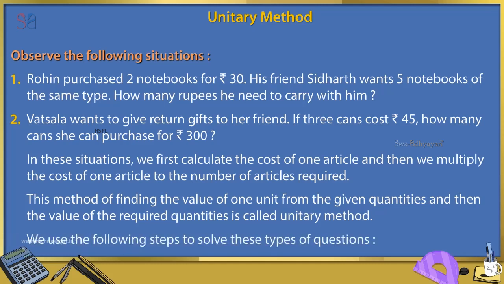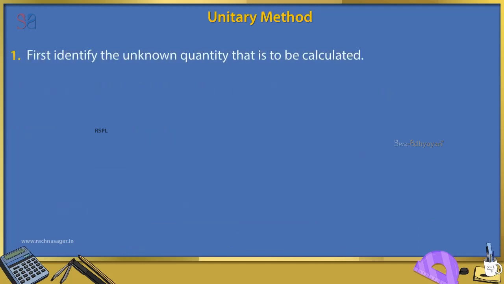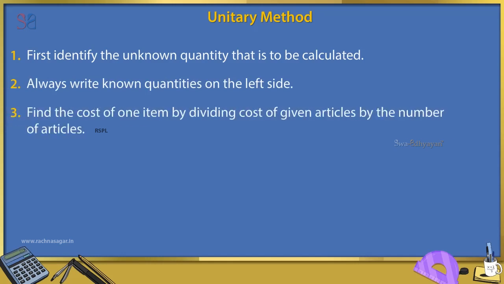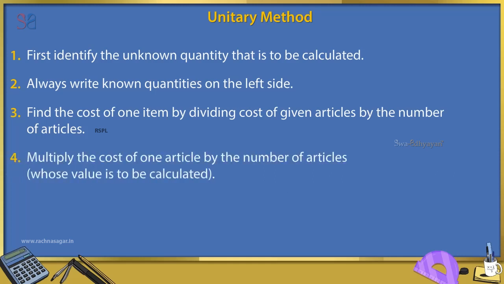We use the following steps to solve these types of questions. 1. First, identify the unknown quantity that is to be calculated. 2. Always write known quantities on the left side. 3. Find the cost of one item by dividing cost of given articles by the number of articles. 4. Multiply the cost of one article by the number of articles whose value is to be calculated.